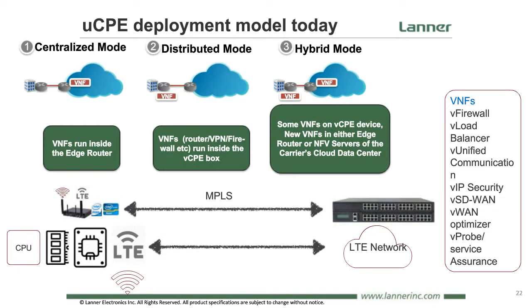Today, there are three types of major CPE deployment in real operations: the centralized mode, where VNFs reside at the edge or broadband network gateways; the distributed mode, where the VNFs are primarily located in the CPE devices at the customer premise; and the hybrid mode, where the edge offers some of the VNF applications to the central office data center.